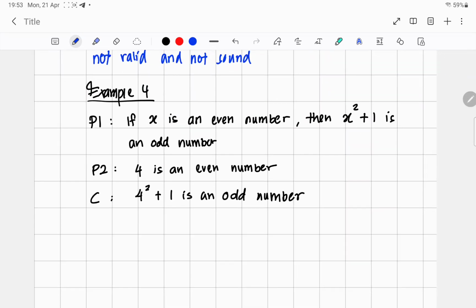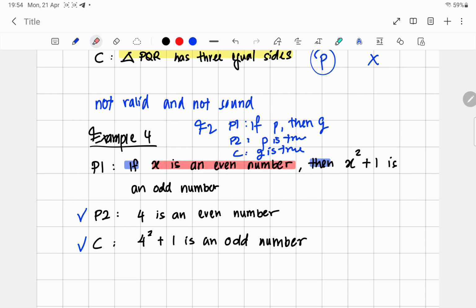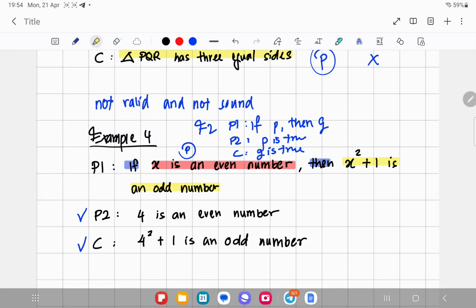Okay, look at the next one, example 4. This is an if then, right? If then, so it is either form 1, form 2, or form 3. So form 2 or form 3. Look at premise 2 and conclusion. Do you have the word not? No, you don't, so this is a form 2 argument. Form 2, as I said, you have if P then Q in premise 1, premise 2 P is true, conclusion Q is true. So find your P. This red color one is your P, and then your Q is the next one.